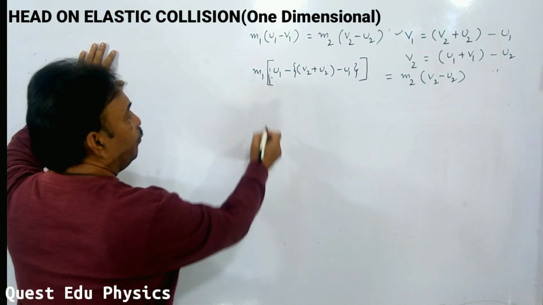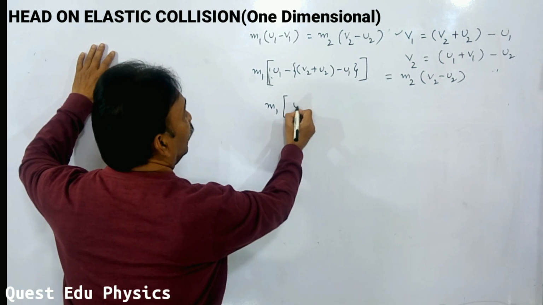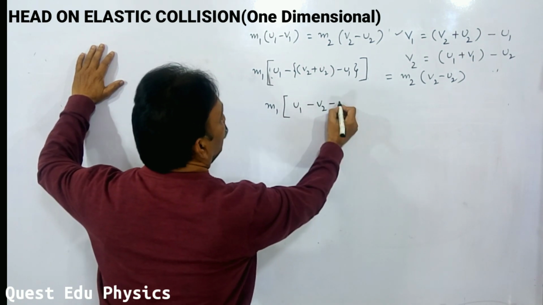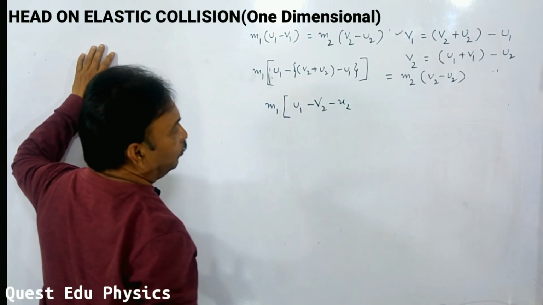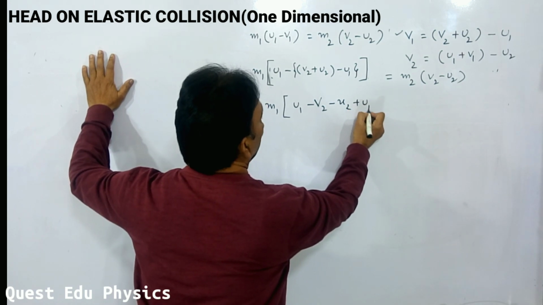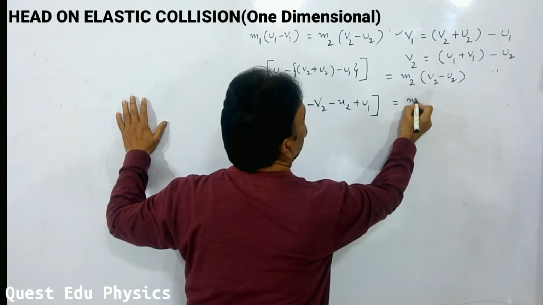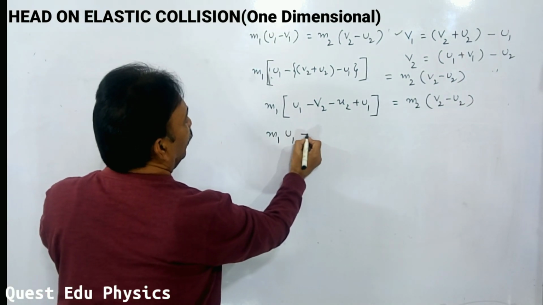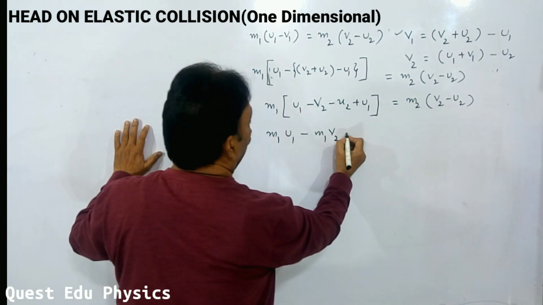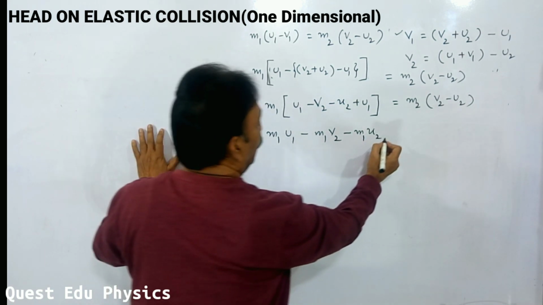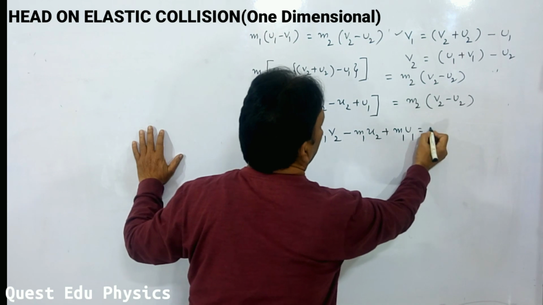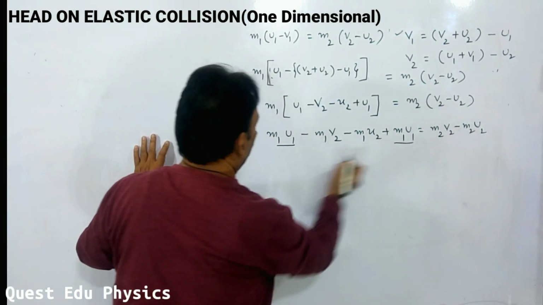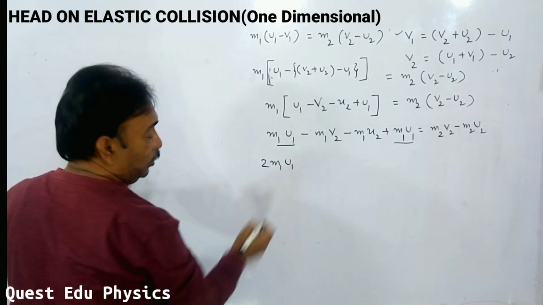We are simplifying this equation, students. Then it could be written as m1 of u1 minus v2 minus u2 plus u1 is equal to m2 of v2 minus u2, or it can be written as m1 u1 minus m1 v2 minus m1 u2 plus m1 u1 is equal to m2 v2 minus m2 u2, students. Here we are adding these two. What we get? 2m1 u1.